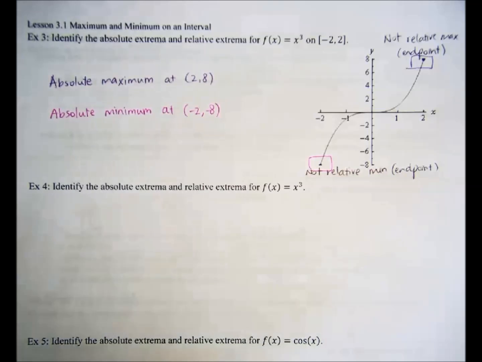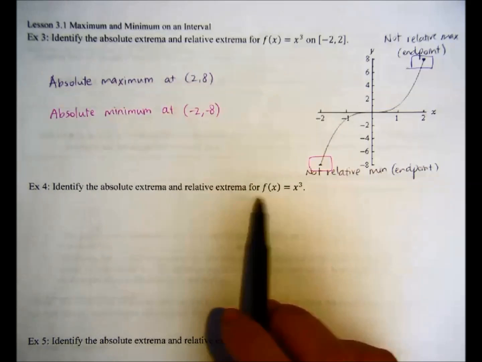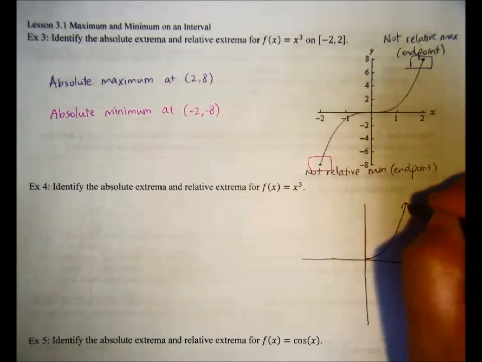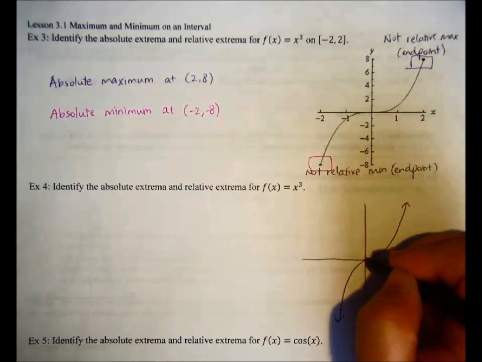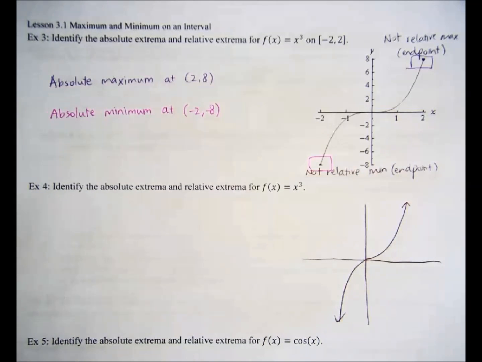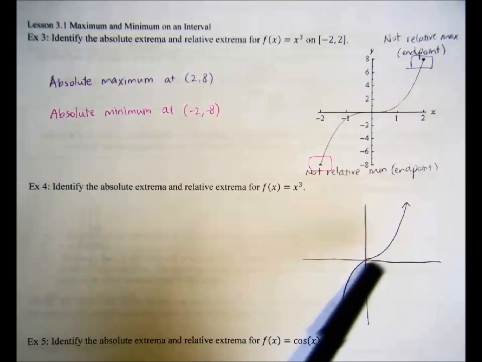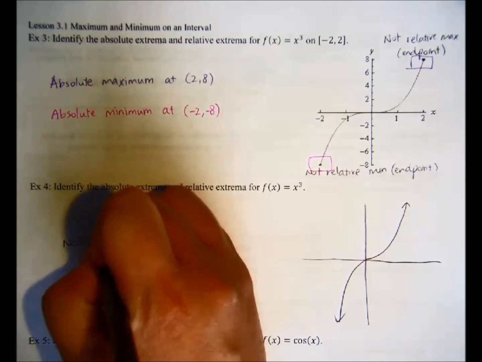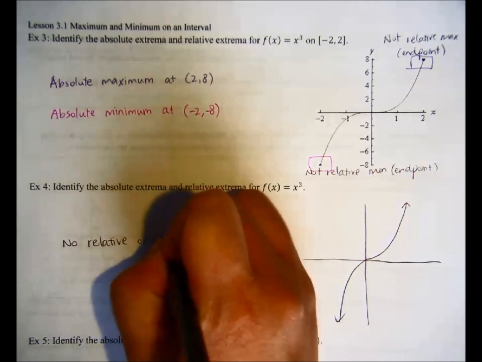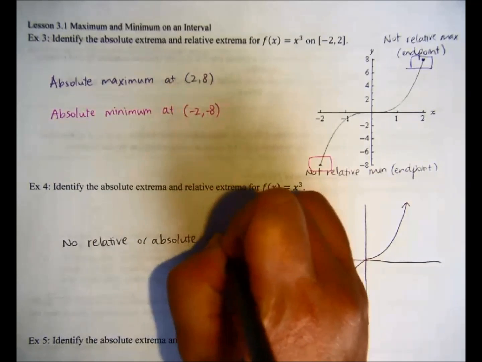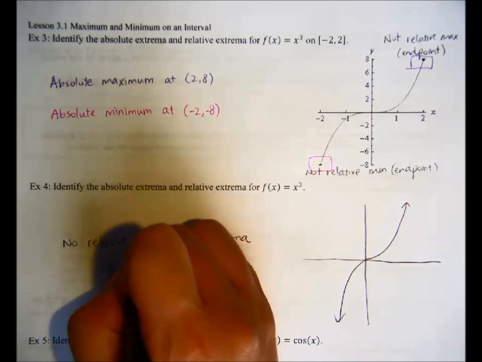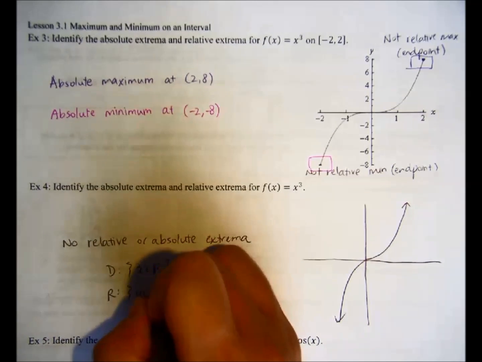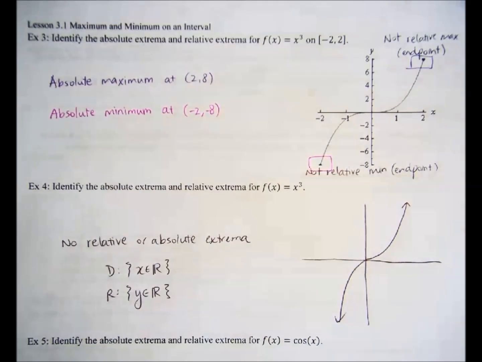And again, when we take a look at this function without the closed interval, so it's the same graph, but this time I can put arrows on the end to show that the graph just continues in both directions. This means that now, all of a sudden, we have no relative or absolute extrema. And this happens because the domain and range are both, x and y belong to the set of real numbers.